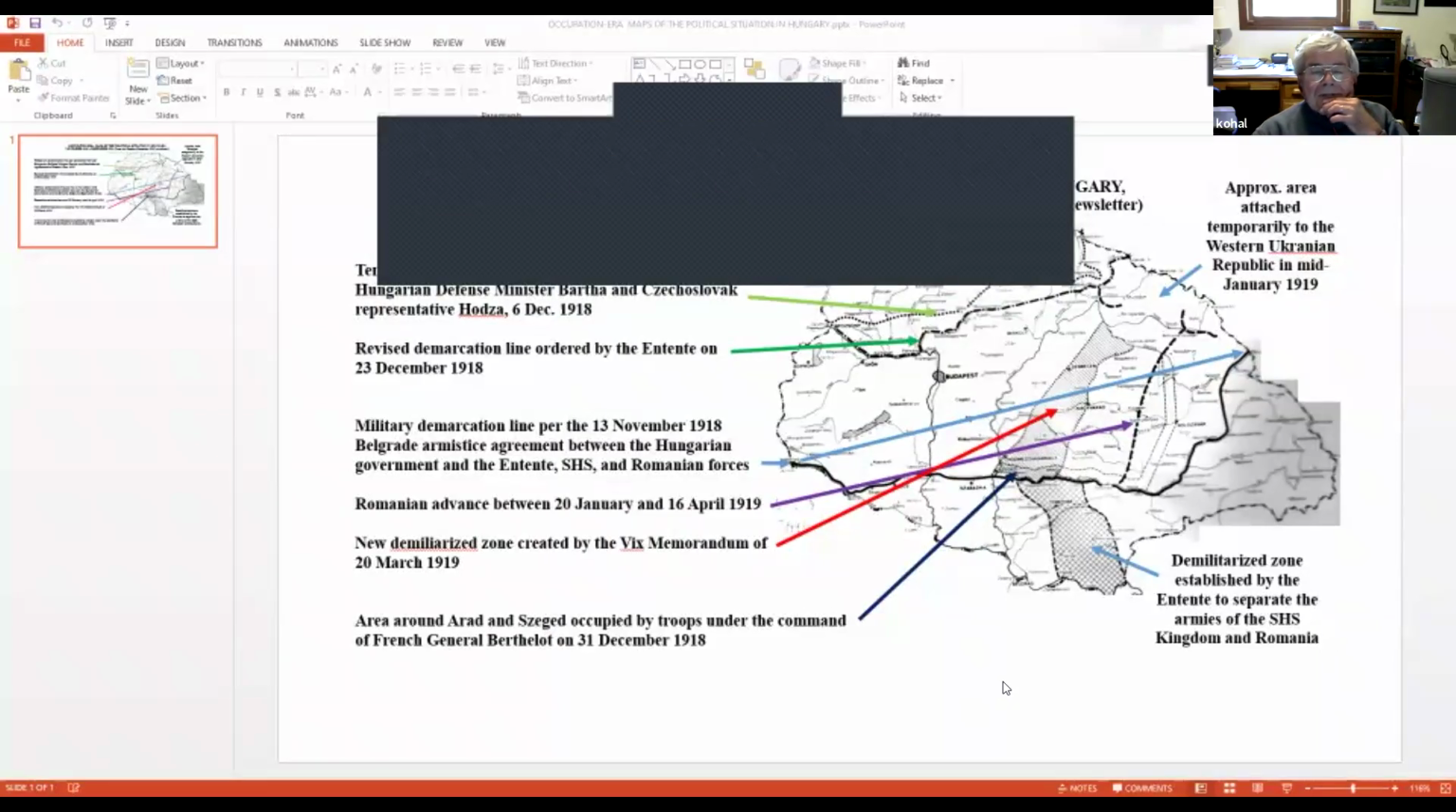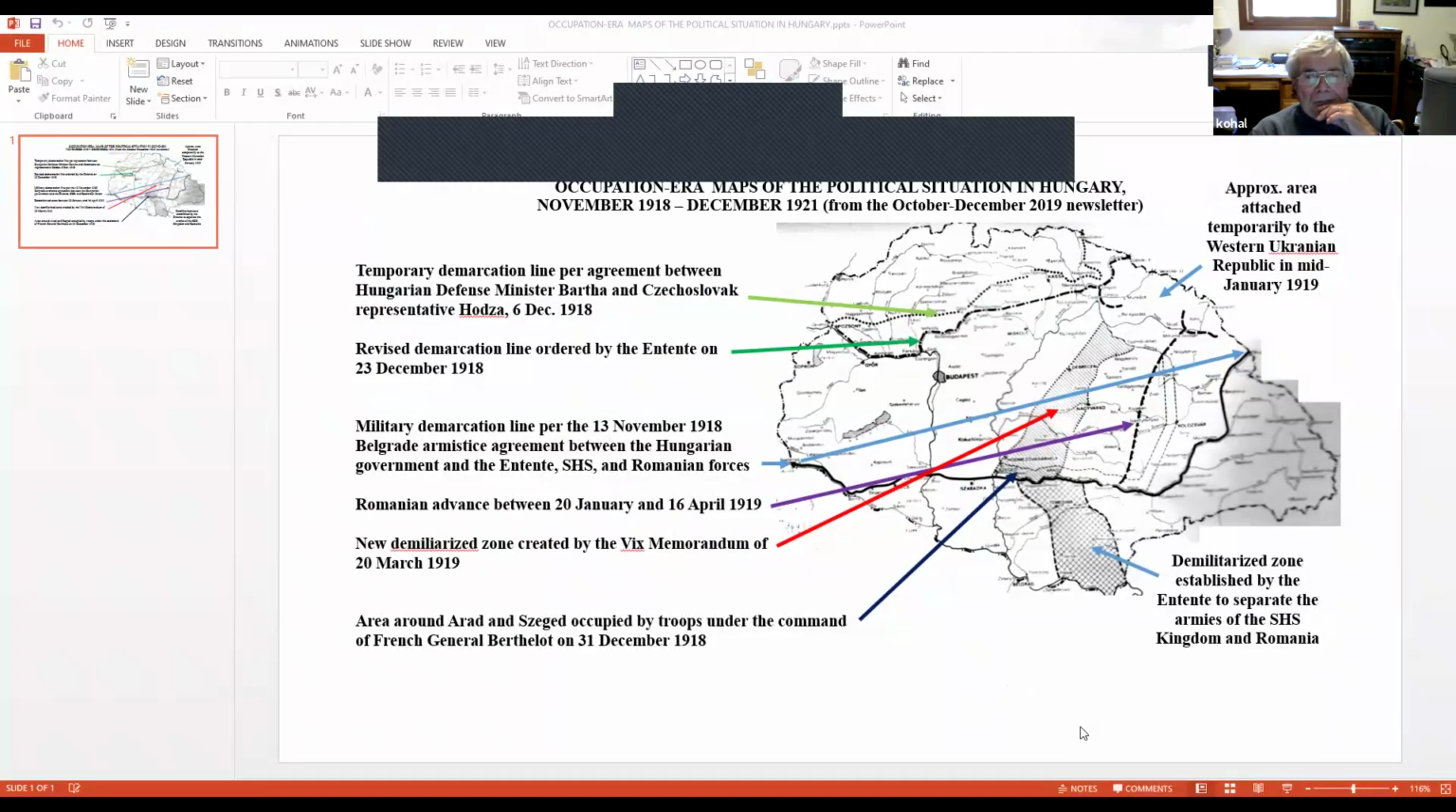Okay, this is the map that I thought was more detailed about the various occupation zones from November 1918 to December of '21. It shows that there were two lines of demarcation negotiated with the Czechoslovaks. The original one was farther north. The second was dictated by the Entente, which pretty much closely follows the actual Trianon border.